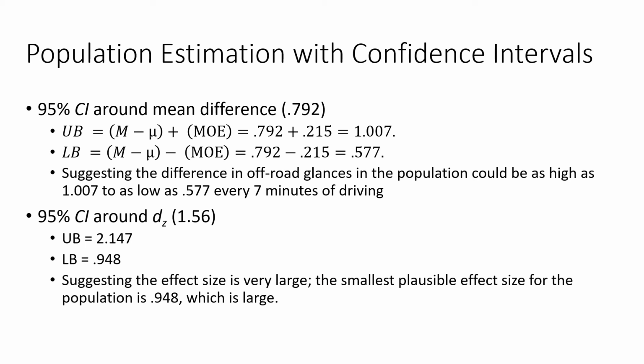and even the smallest plausible effect size of 0.948, that's even a large effect. Now you have to keep in mind this is the type of D that does tend to inflate the effect a little bit, but still this is pretty compelling evidence that the difference in technology is fairly large in the population, and you could expect if everyone were to transition to this other technology, that it would result in a pretty substantial reduction in off-road glances while texting and driving. Again, texting and driving is still not a good idea, but the voice-to-text technology does reduce the risk considerably.